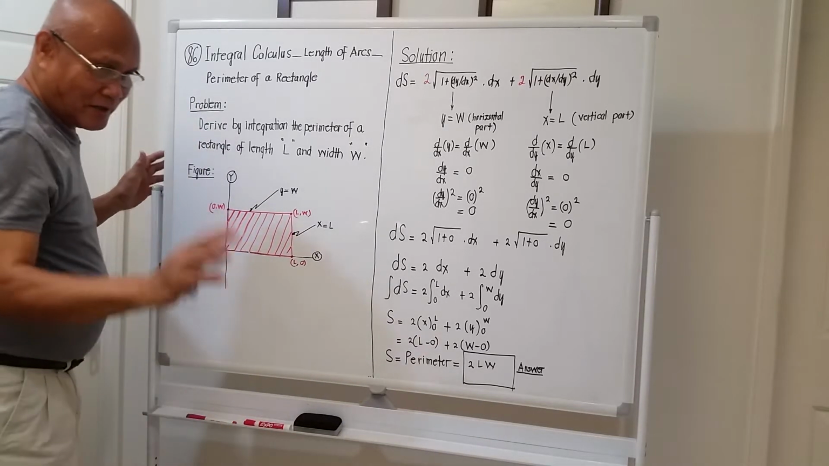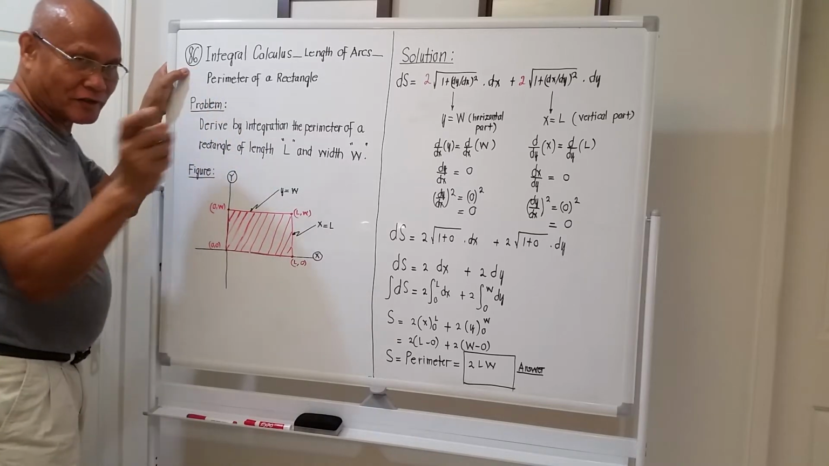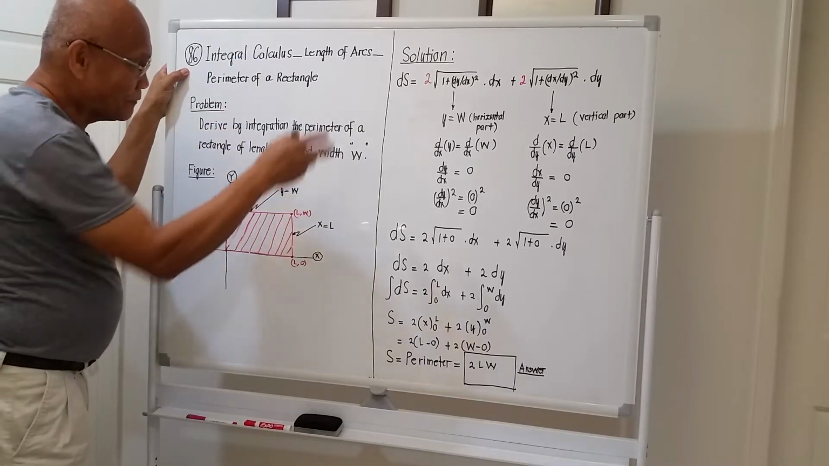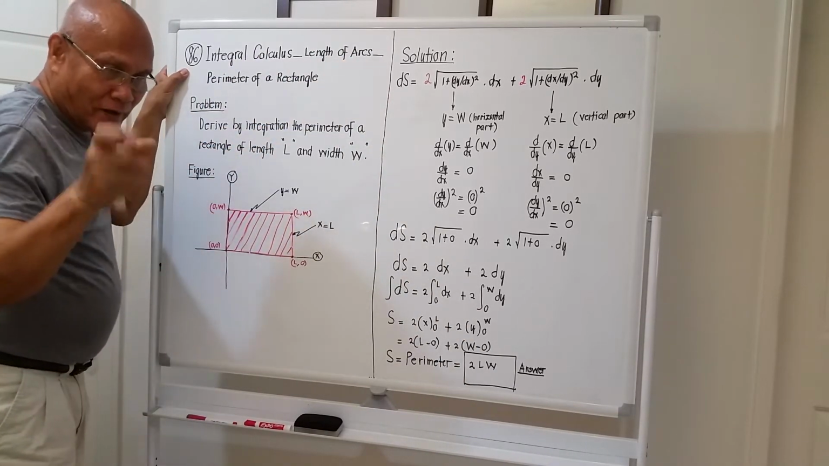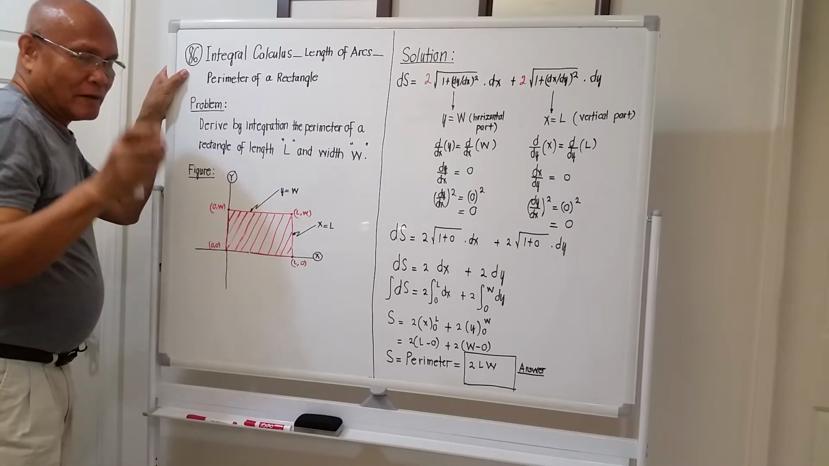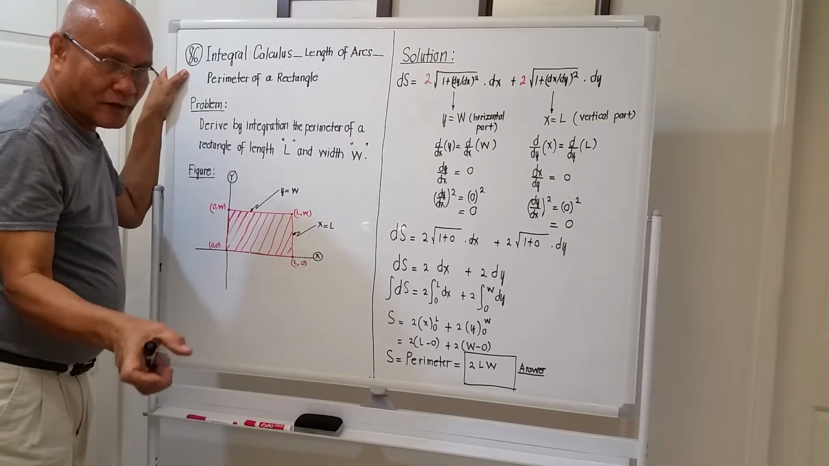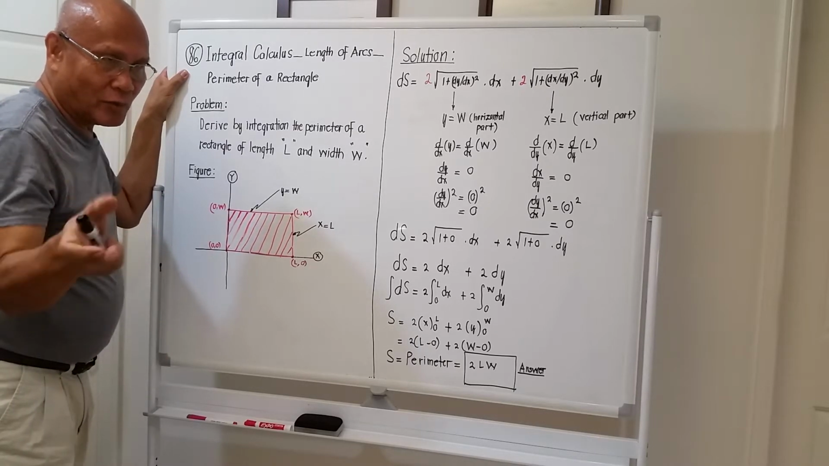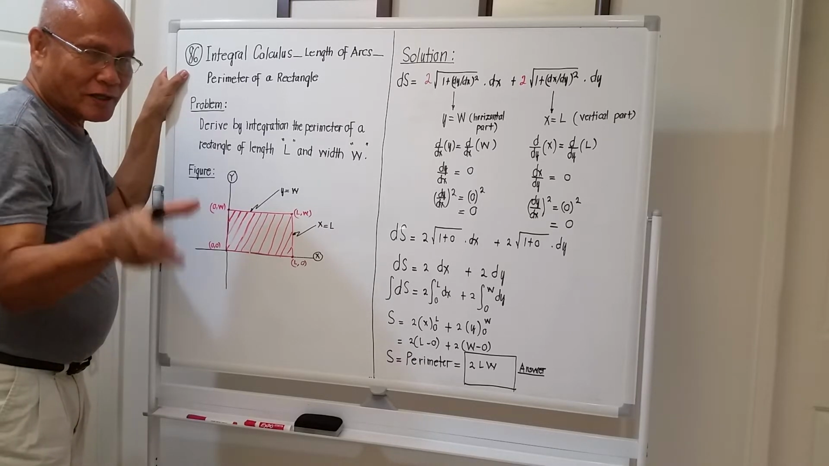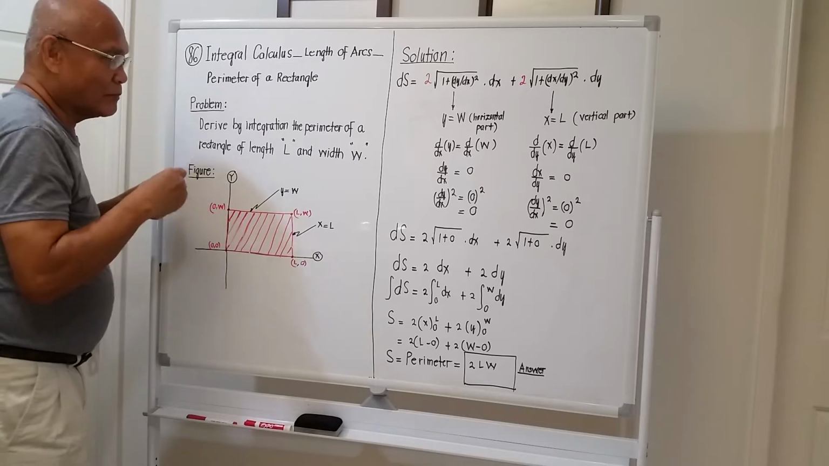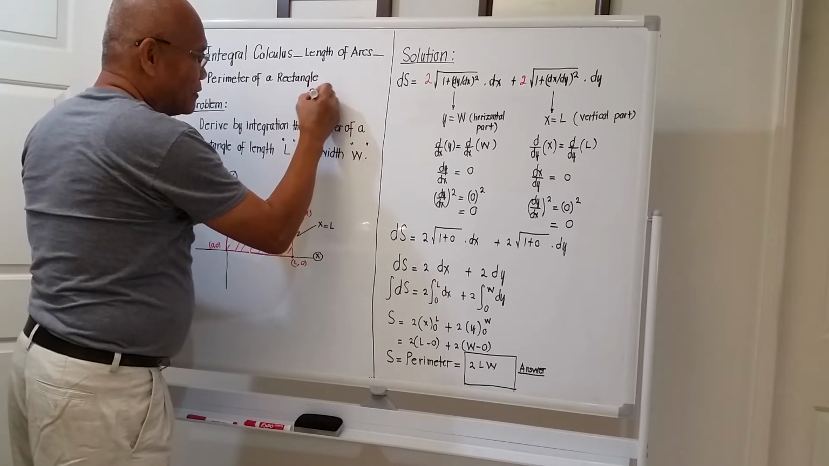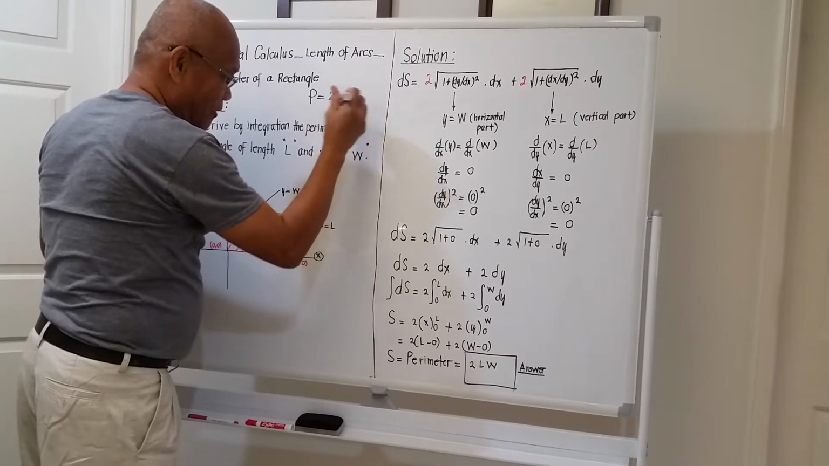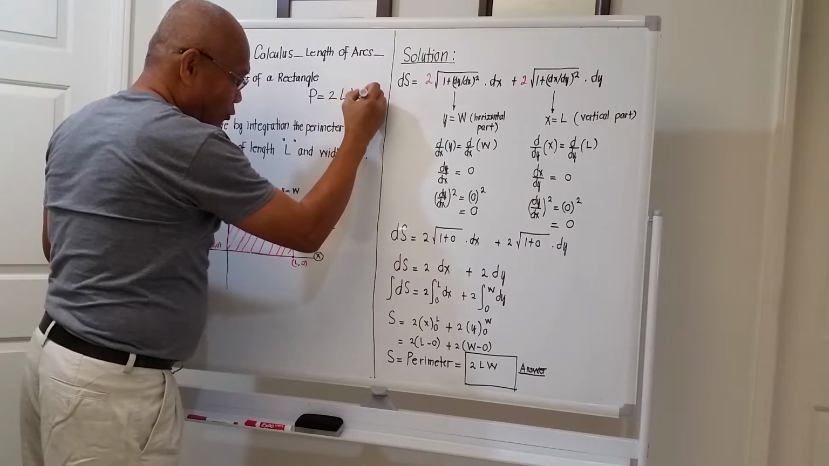My lesson this afternoon, as a summary, will be lesson number 86 on my channel under the topic Integral Calculus, under the subtopic Length of Arcs. And the main topic for this afternoon is the derivation of the perimeter of a rectangle as a function of its length and width. The formula we are using under lower mathematics, under solid mensuration, is that the perimeter of a rectangle is twice the sum of the length and width.